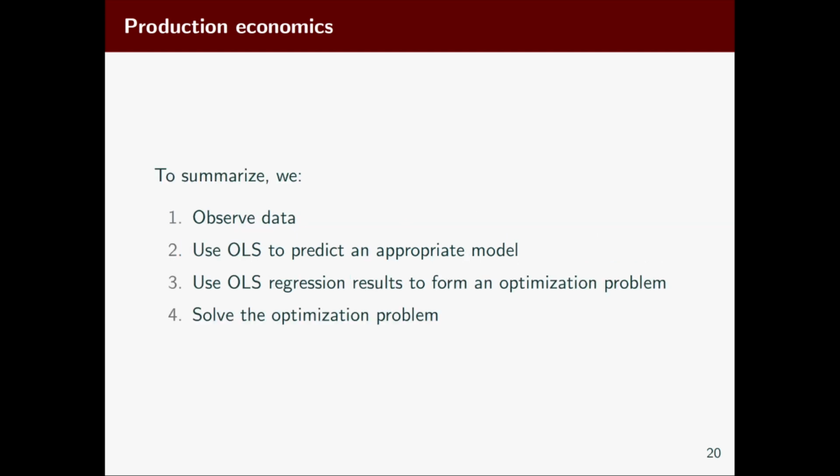Okay. So the process itself is relatively simple. What we do is we observe data, and then we use OLS to find a good model to fit the production data. Then we use that model to form an optimization problem, and then we solve the optimization problem. So that means we can go from data all the way through to answering a very specific question, which is finding the optimal level of an input to use. It's a very important question.